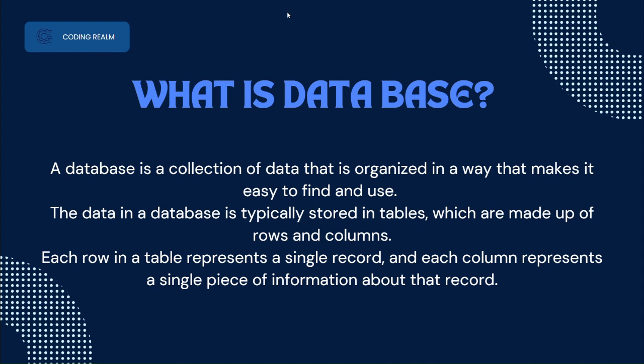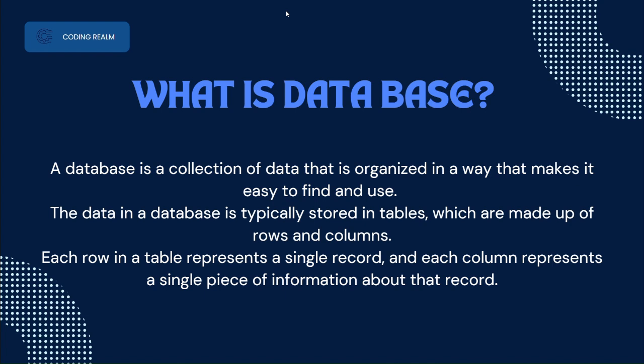The data in a database is typically stored in tables, which are made up of rows and columns. Each row in a table represents a single record, and each column represents a single piece of information about that record. The column can be, for example, the ID of a person, the name and username of a person. If I need to put the information about a book, the name of the book, and so on. This is the introduction or the definition of a database.